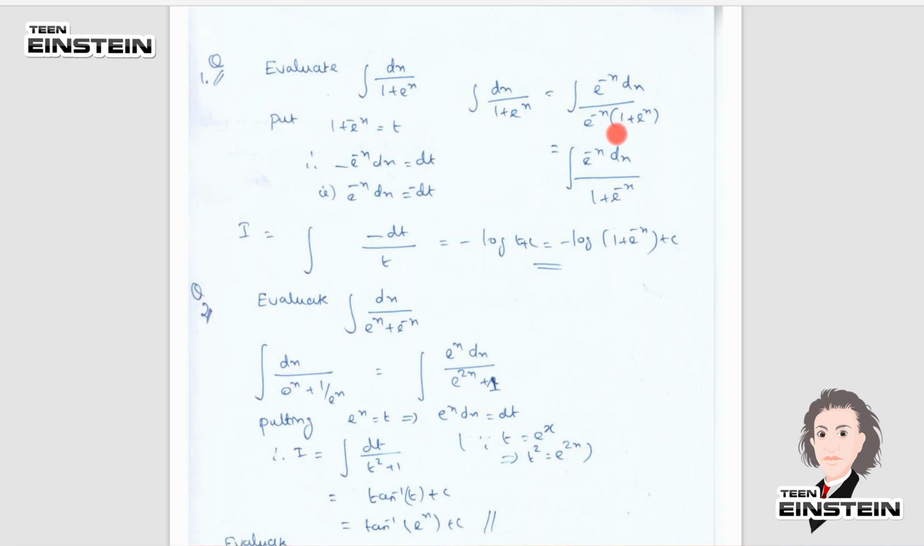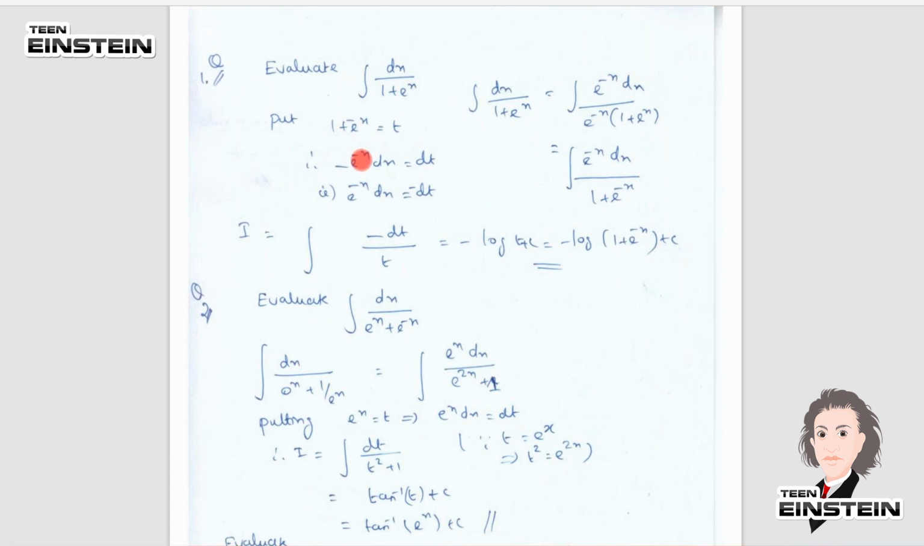What you are getting: e power minus x into 1 is e power minus x, plus e power minus x into e power x. What is e power minus x into e power x? It is 1. Base is same, so we can add the powers. Minus x plus x is 0. E power 0 is 1, that we know. So 1 plus e power minus x is the denominator. So the integral gets reduced to e power minus x by 1 plus e power minus x dx. Okay, now use the substitution 1 plus e power minus x equal to t.